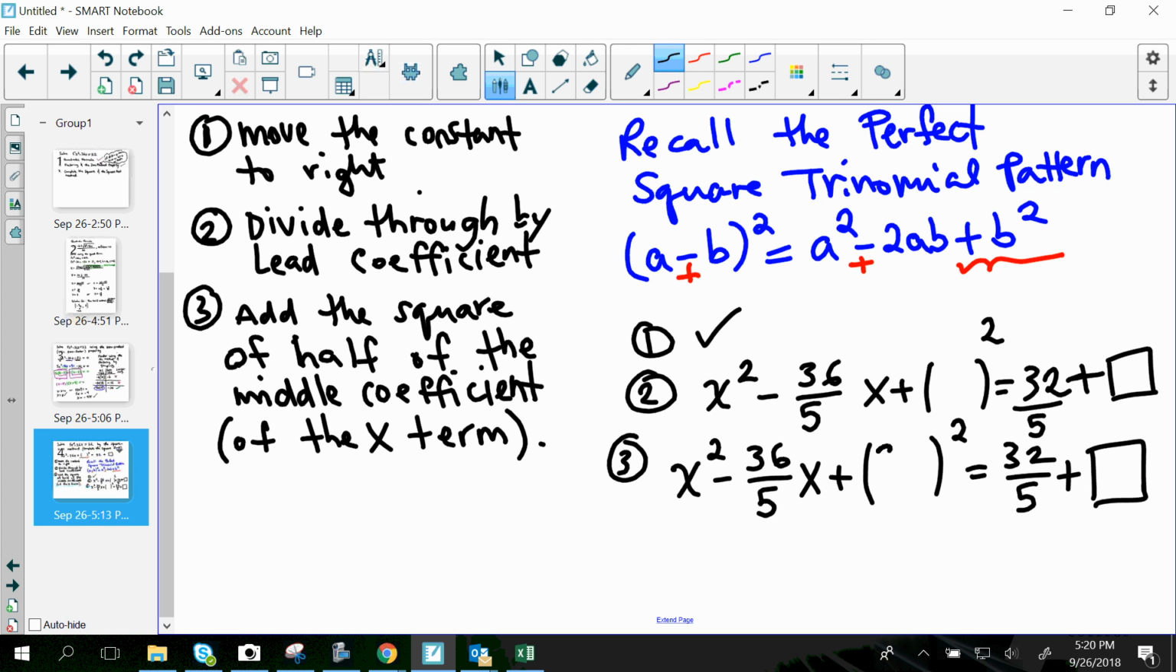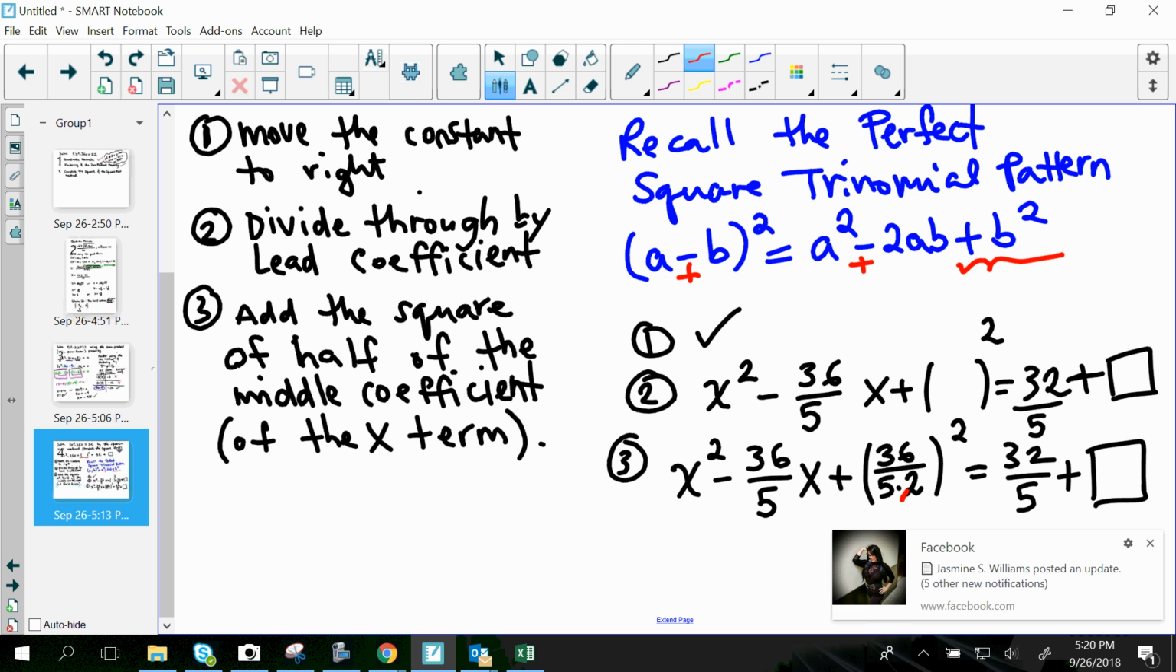We're going to have 36 over 5 divided in half, so that quantity squared, and we're going to do a little reducing here. 2 goes into 36 18 times. So I'm just going to write, let's figure out what's 18 over 5 squared.